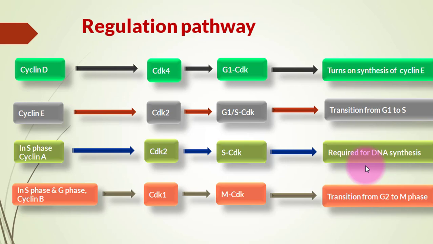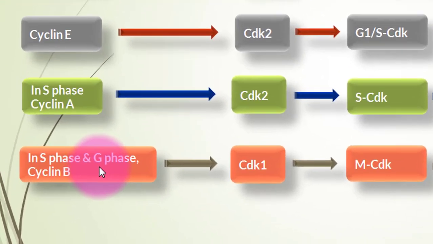After that, in the S phase and the G2 phase, cyclin B will be produced. So cyclin B will be produced later in the S phase and early in the G2 phase.